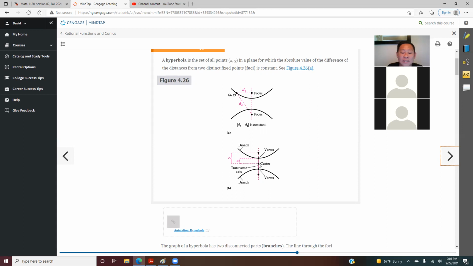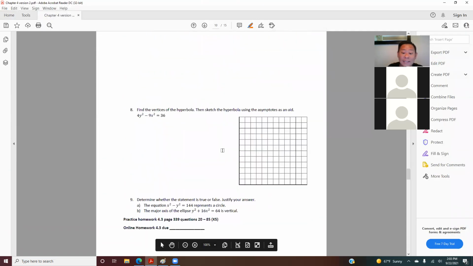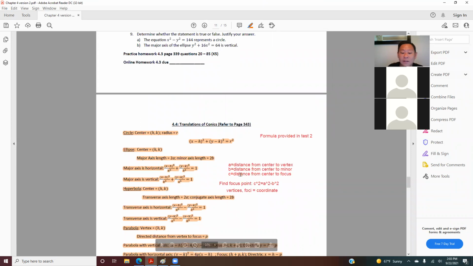C is the center, the distance between the center and the focus point. So it's very similar to what we have on the ABC that you guys did here. A is the distance from the center to the vertex to the focus point. But B in this case is special. So we will talk about what is B here.